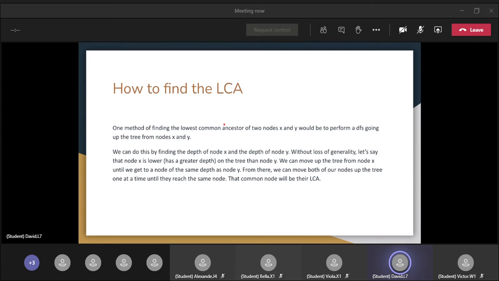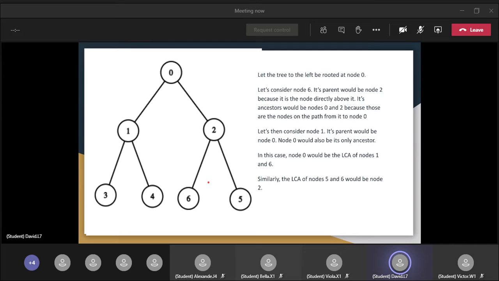So how can we find this LCA? One method of finding the lowest common ancestor of two nodes x and y would be to perform a DFS going up the tree from nodes x and y. We can start by finding the depth of node x and the depth of node y. And then without loss of generality, let's say that node x has a greater depth than node y. So if we wanted to find the LCA of nodes 1 and 5, node 1 is higher on the tree, and node 5 is lower on the tree.